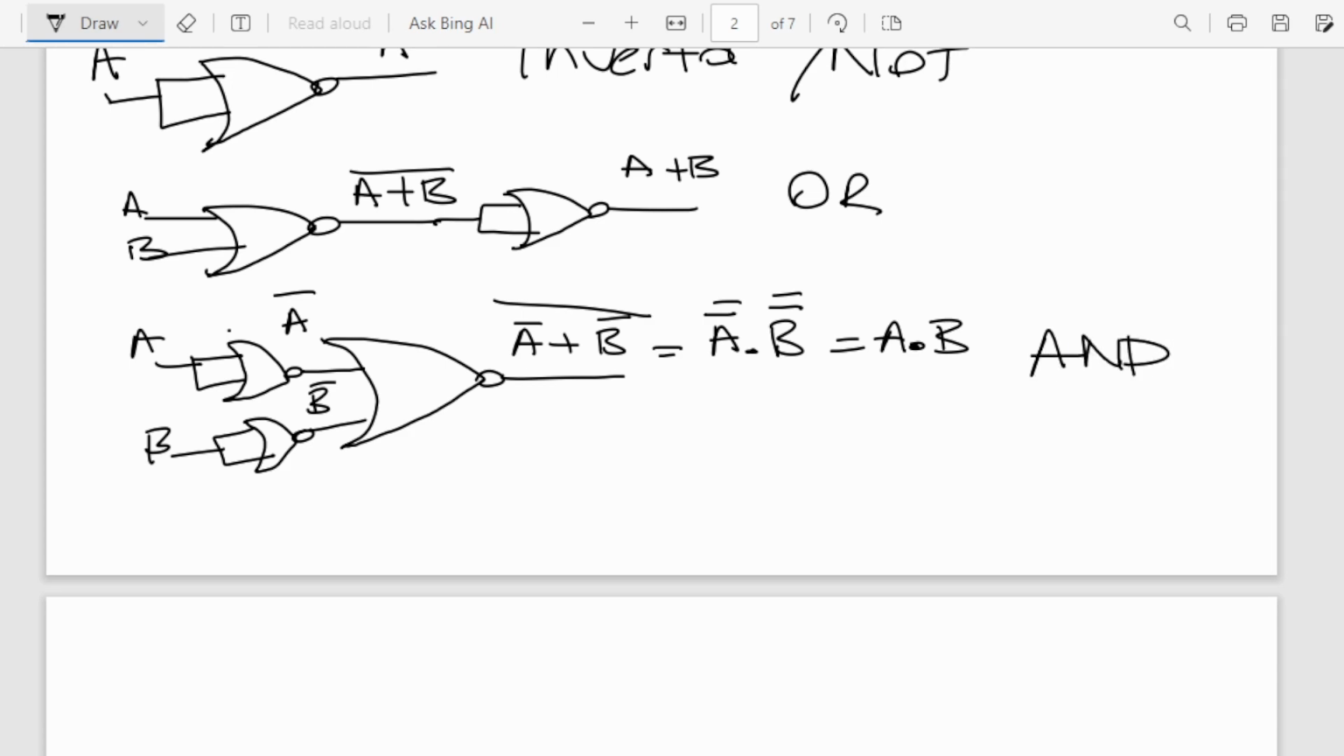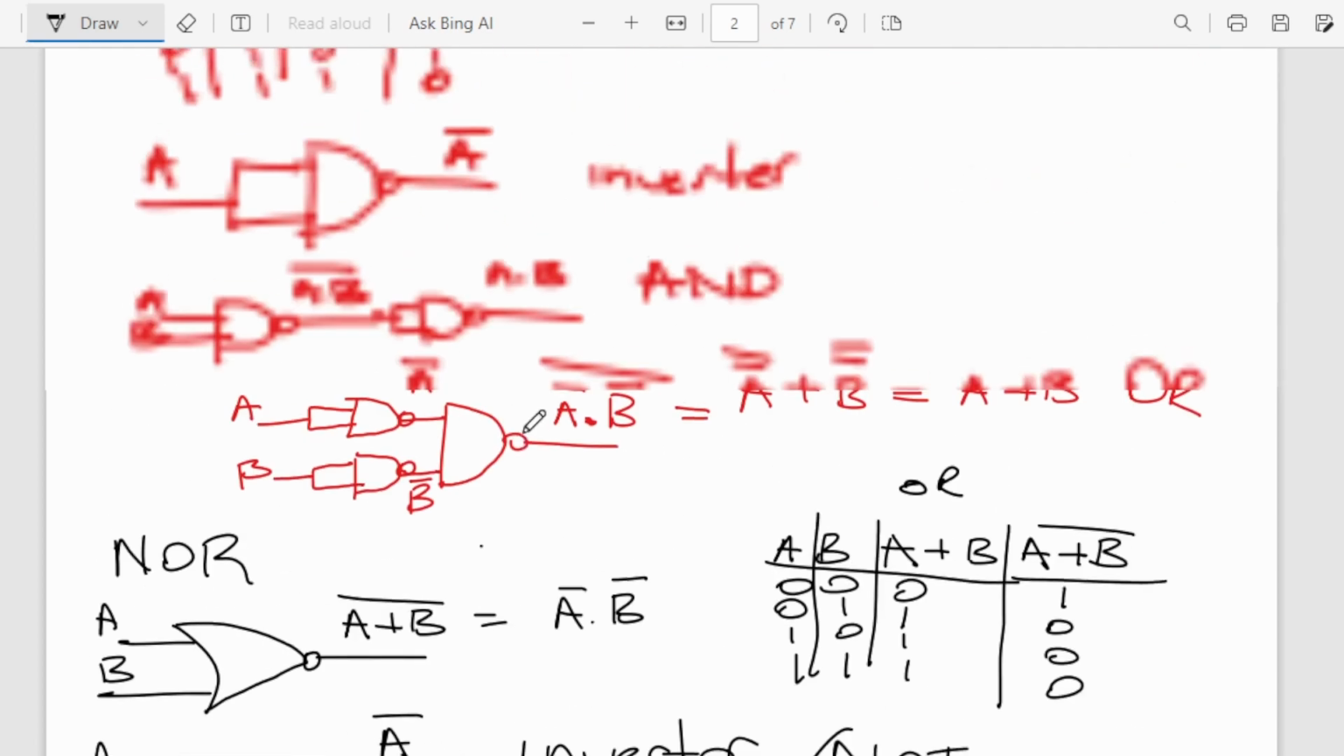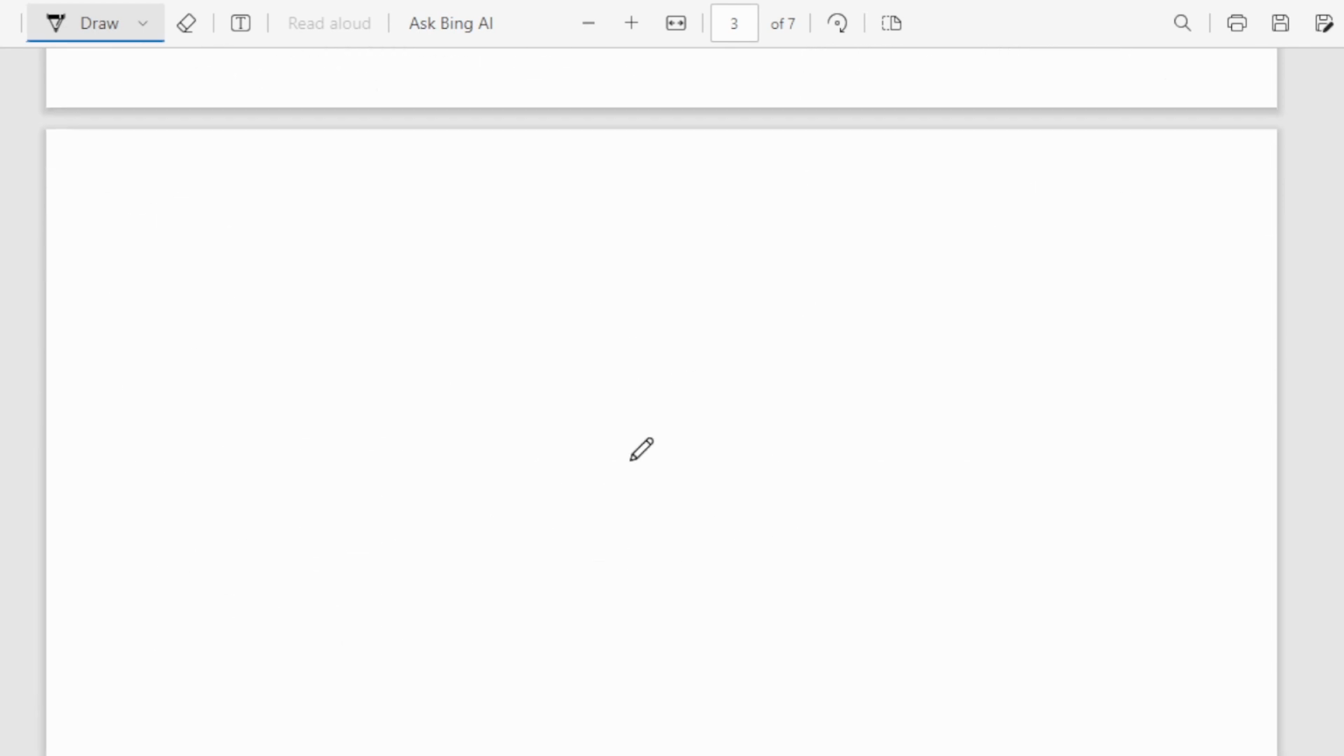All right, so again, this is why we call them universal gates, because we can use the gate to come up with the other logic, like the AND, which is the basic, the AND, the OR, the NOT, right?